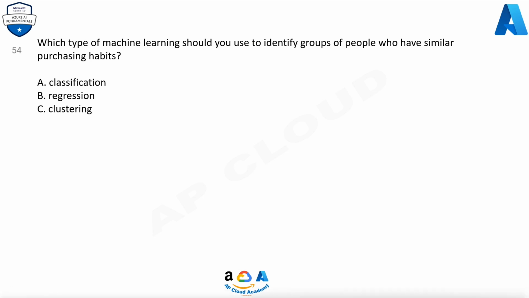(54) Which type of machine learning should you use to identify groups of people who have similar purchasing habits? A. Classification. B. Regression. C. Clustering.